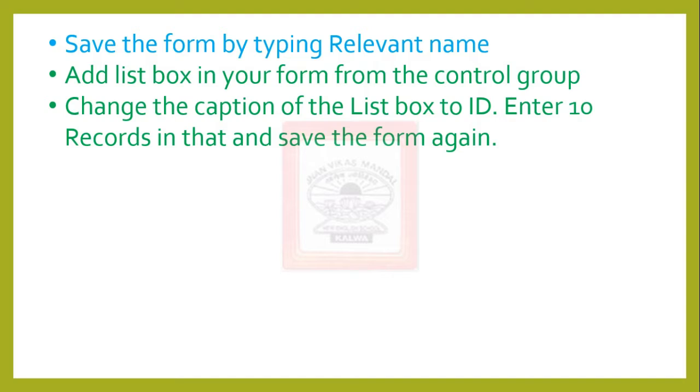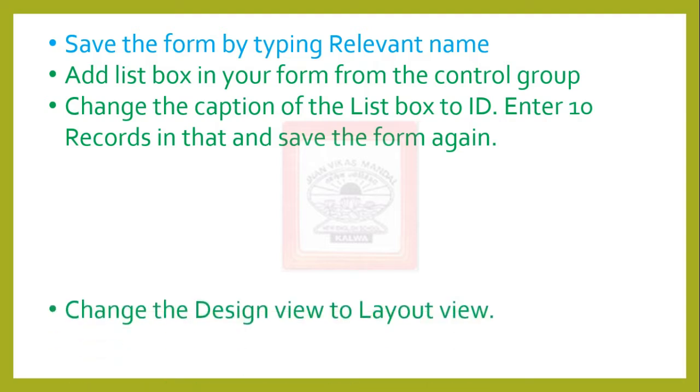Then we will change the caption of the list box to ID. Then we have to enter 10 records. Already we have 5 records, so 5 more records we will add in the main database, and we will require one more field, that is ID, to link that ID to this list box. So we have to add one more field in our main data table.